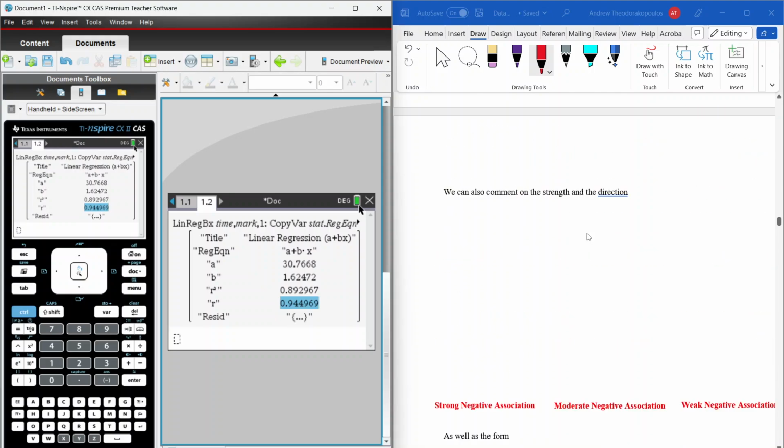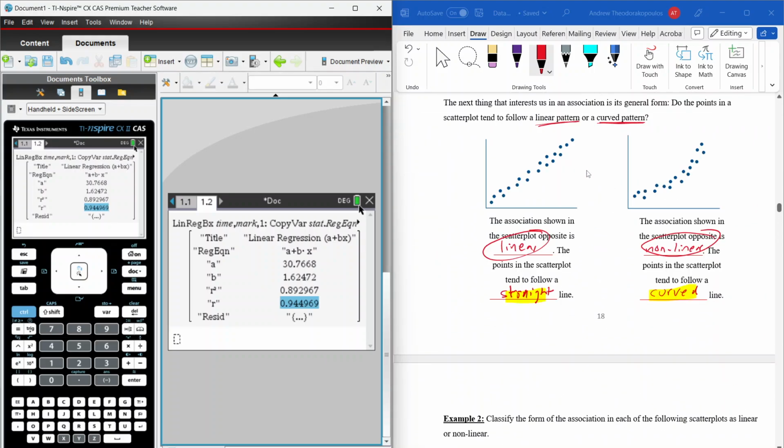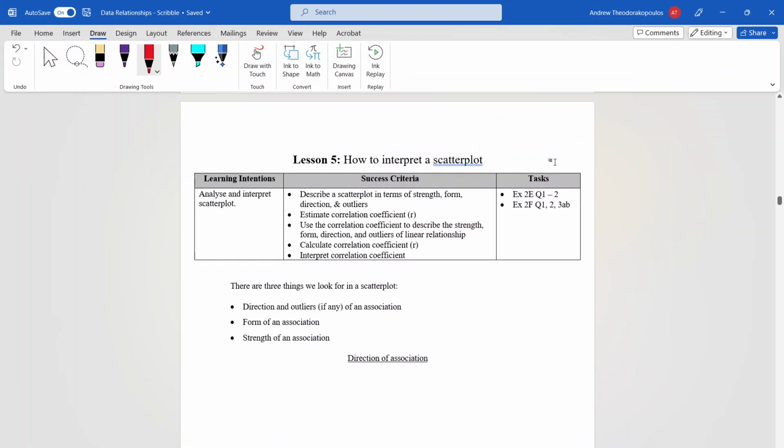Okay, so let's now go and complete the questions that we need to. There are 2 exercises you need to complete, but not many questions from each. You will need to complete exercise 2E, questions 1 and 2, and exercise 2F, 1, 2, and 3AB.